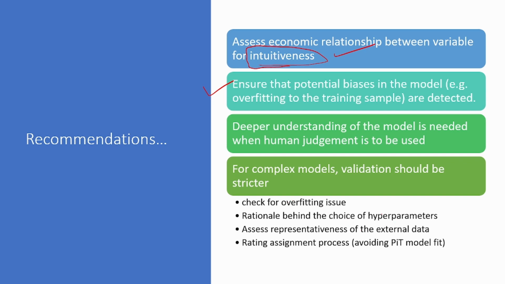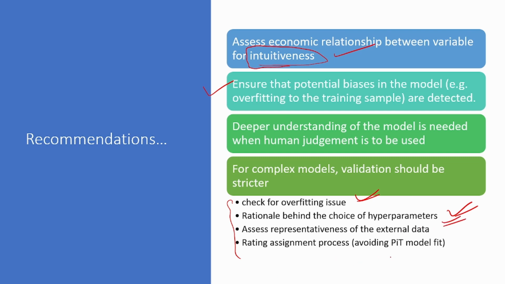For complex models, validation should be stricter. Well, validation is already quite strict in my view in most banks, and okay, it's subject to debate, but that's also a fair point. So what is strictness? Strictness concerning these four points. Checking the overfitting issue, I think validators are already checking for that, so that's nothing new. Rationale behind choice of hyperparameters, a new point I would say. It's not an issue with classical models. Assessing representativeness of external data, we're already doing that, nothing new.